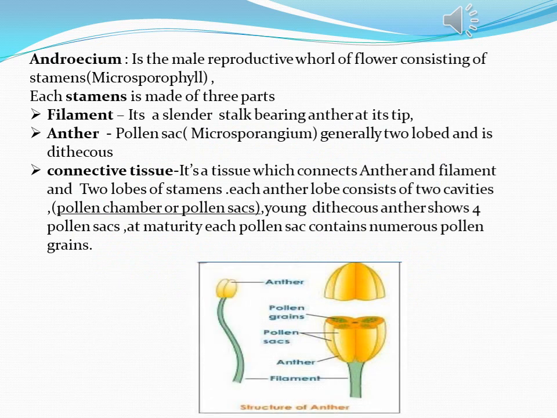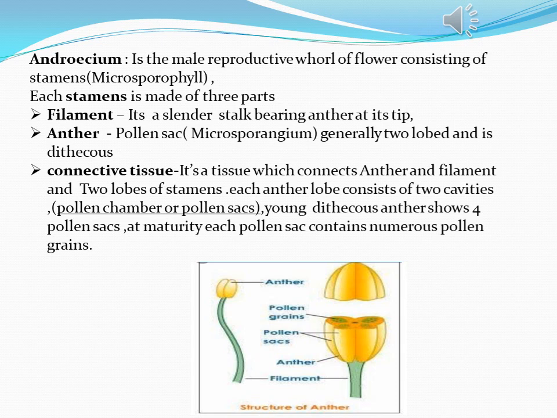In this slide, we will discuss the male reproductive part, that is the androecium. Androecium consists of stamens. Stamens we also call microsporophyll. The diagram is here, so we can observe in the diagram. This stamen is made up of three parts: filament, anther, and connective tissue.